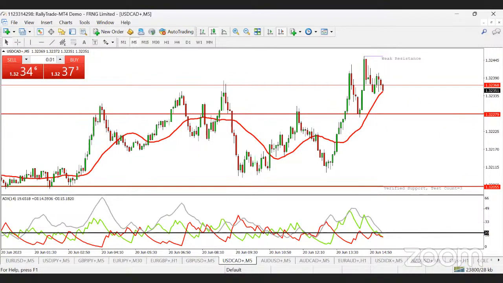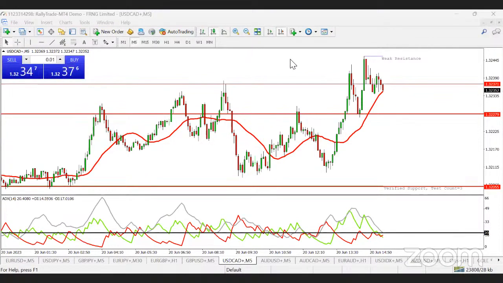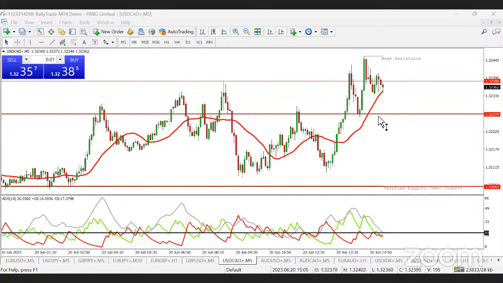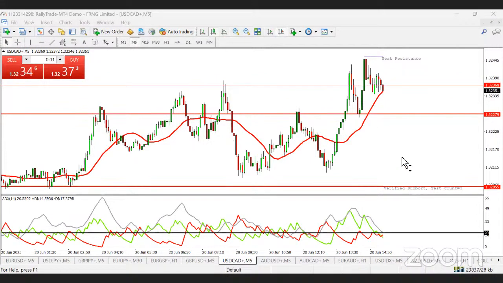Yes, you can sell on USD CAD, take your profit at price 1.32279. So for USD CAD, we are selling. And if it sells to that point, you can as well buy from there. But for now, we are selling USD CAD. You can enter a sell at the current market price with the take profit at price 1.32279. So we are still selling USD CAD.